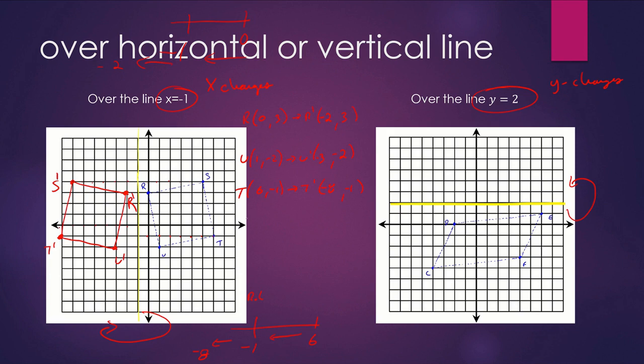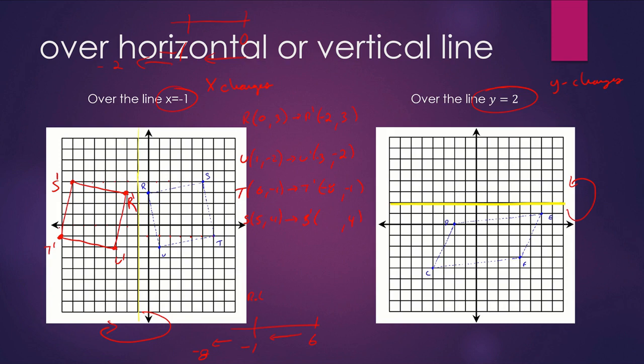Right? And so that's what I mean by counting. Really, you've got to figure out what's changing as far as the x or the y. So S is at 5, 4. S prime we know is going to be at the same y value.